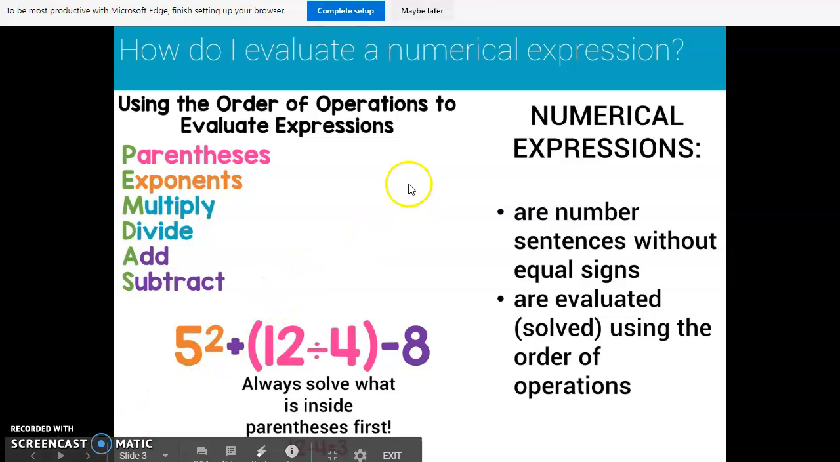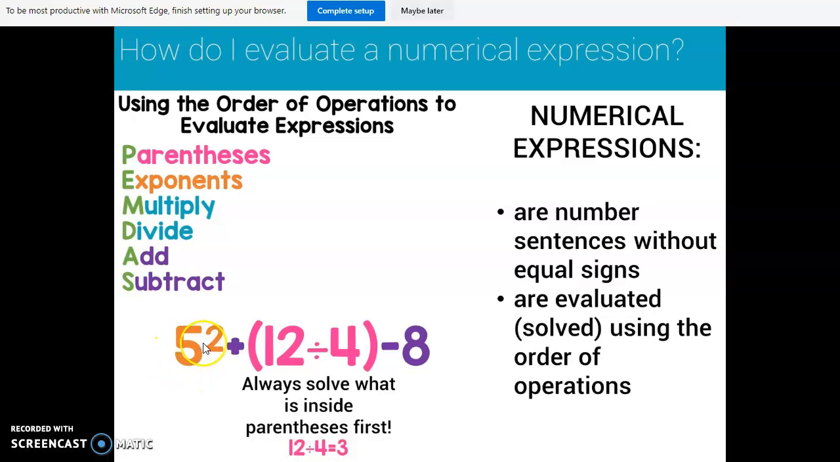Okay, so we're going to use our order of operations to evaluate this next expression. So I want you to write a 5, and look at this. It is a larger 5 with a 2 in the top right-hand corner, then a plus sign, open parentheses 12 divided by 4, close parentheses, minus 8. So this is an example of an expression. It is a number sentence without the equal sign.